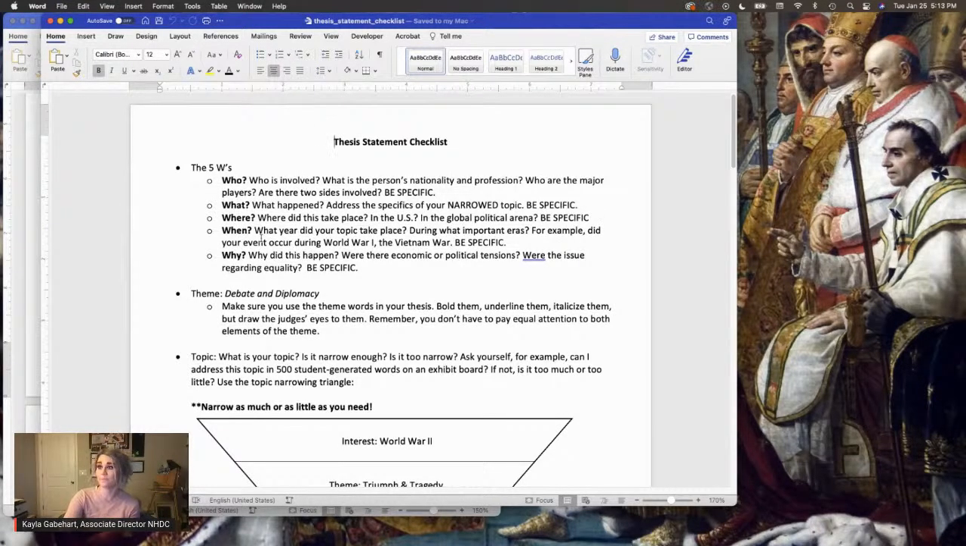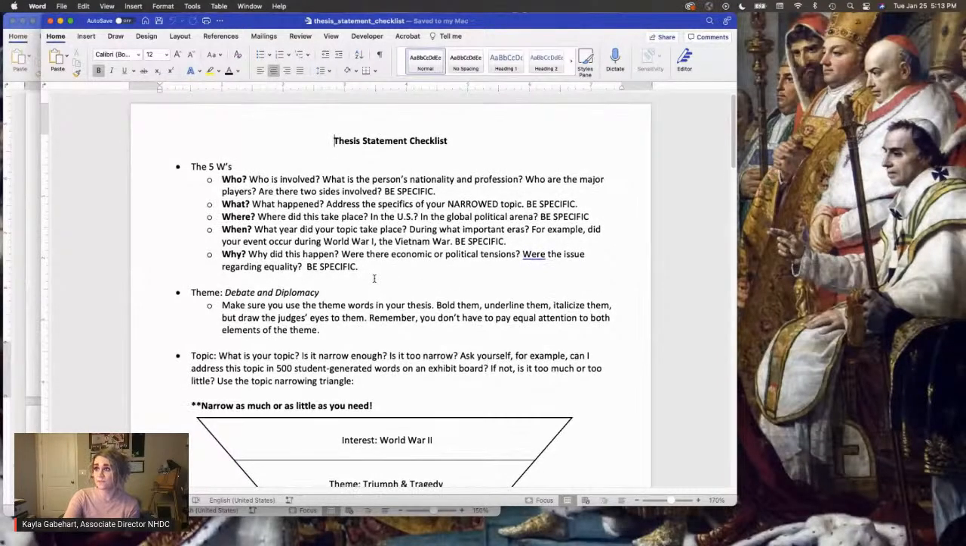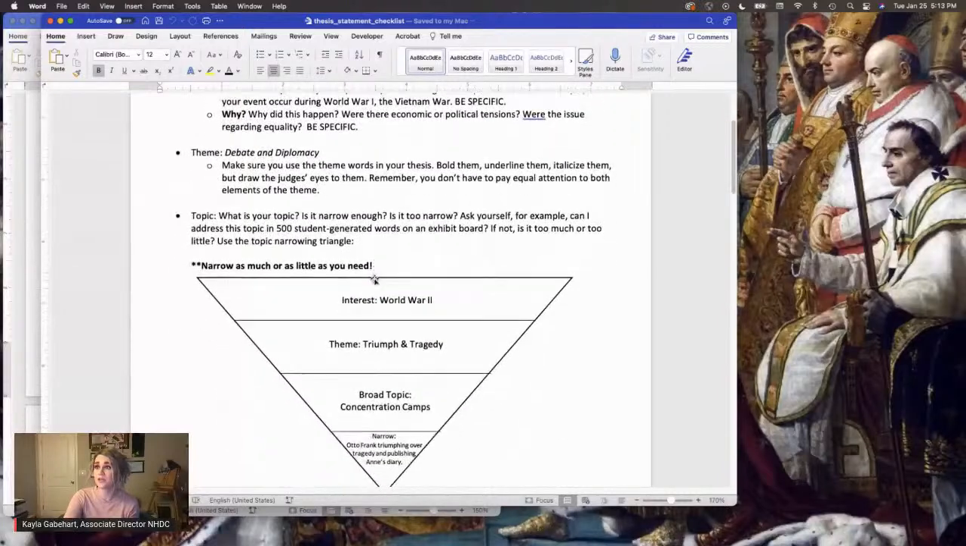It's really important. When? What year did your topic take place? During what important eras? For example, did your event occur during World War I, the Vietnam War? Be specific. Why? Why did this happen? Were there economic or political tensions? Were there issues regarding equality? Be specific. All right, I'm going to scroll down a little bit.